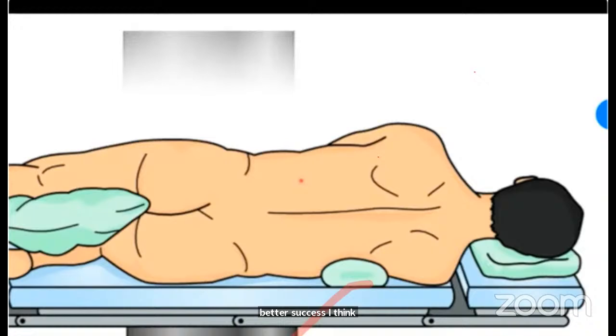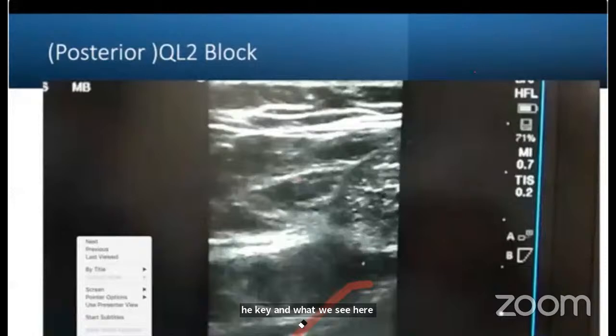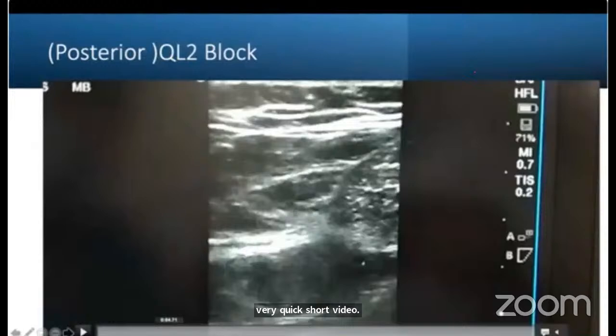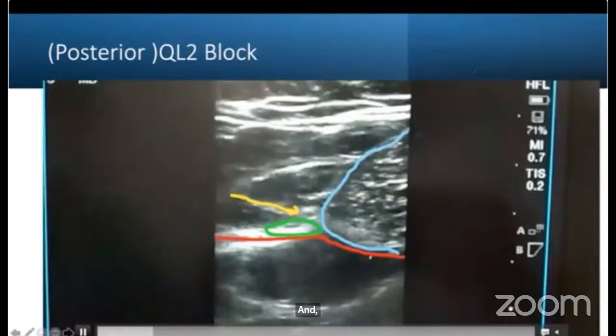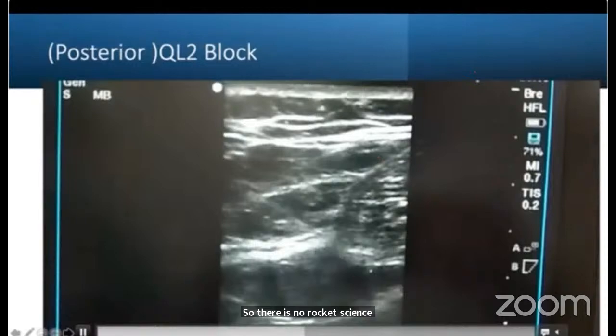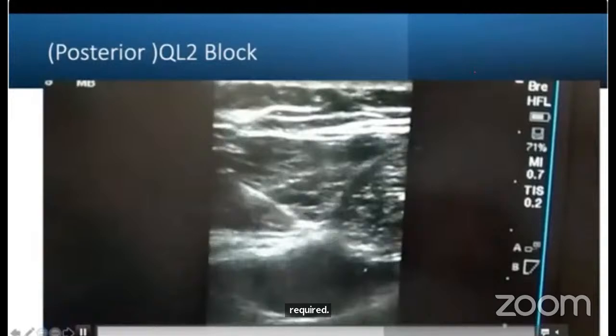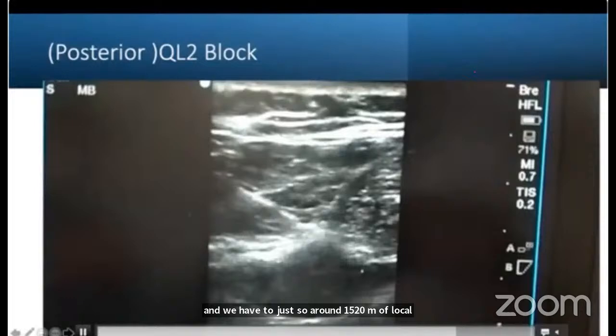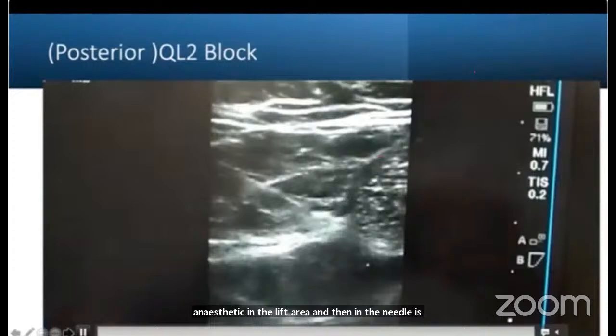What we see here is a very quick short video, and you can clearly see the quadratus lumborum, we can see the lateral edge of erector spinae, and this is the LIFT area. So there is no rocket science here, not much skill set required. We just have to bathe the whole of the LIFT area with around 15 to 20 mls of local anesthetic, and then the needle is advanced posteromedially to allow the drug to spread in the posteromedial direction between erector spinae and quadratus lumborum. So a total of around 25 to 30 mls of local anesthetic produces very good dense analgesia.